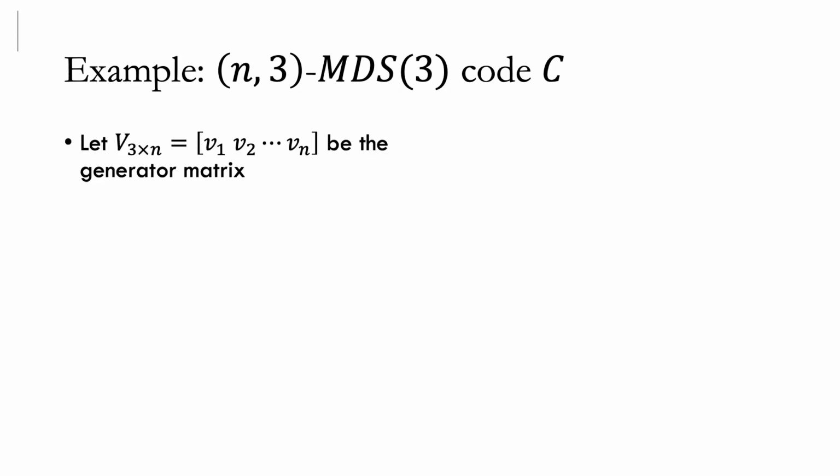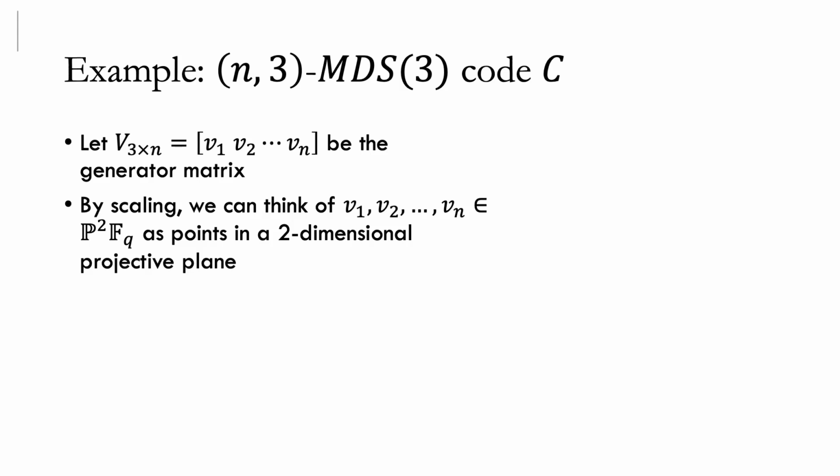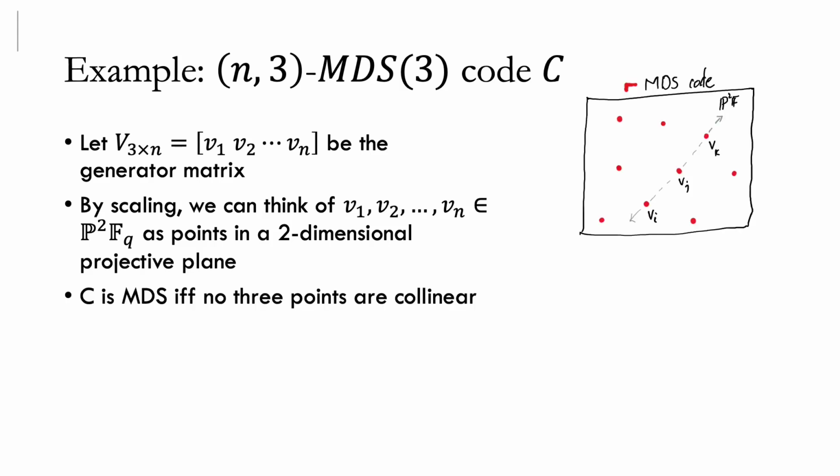So again, we're now going to be in three-dimensional space, and we're going to have our vectors v1 through vn form the generator matrix, and each of these are three-dimensional. However, since what we're talking about doesn't depend on scaling, we can actually think of these vectors as being in the projective plane in 2 dimensions. Now, the notion of MDS is very simple. It just means that no 3 points are collinear. And this is a very common generic assumption in combinatorics.